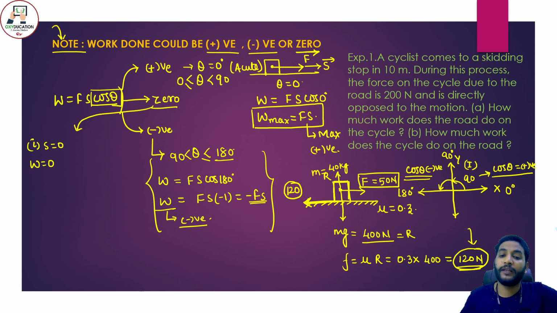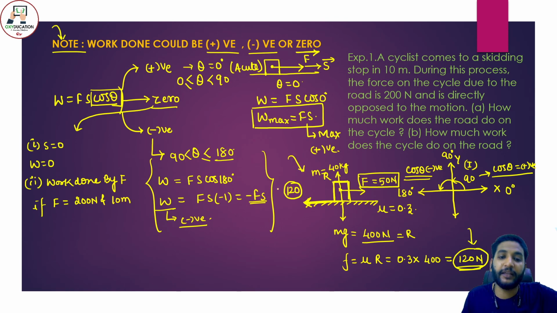Okay. Now, in the second case, if I ask, we have to calculate the work done by force F. If the value of F is 200 Newton and the body moves for 10 meter. In the same example I am taking, what did we say? The force applied is 200 Newton.